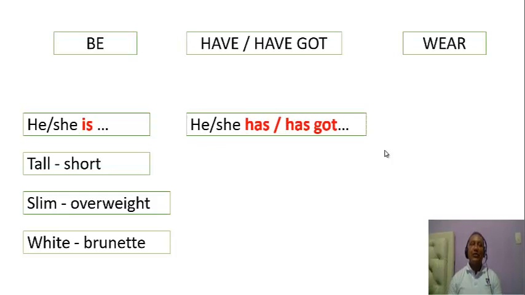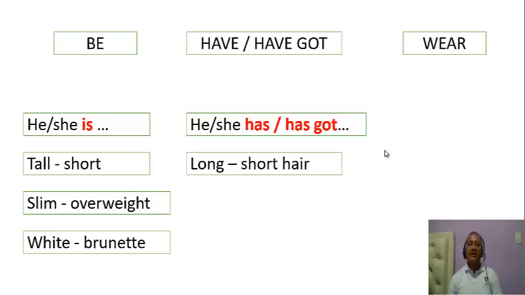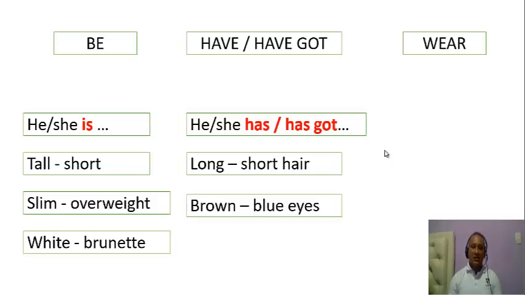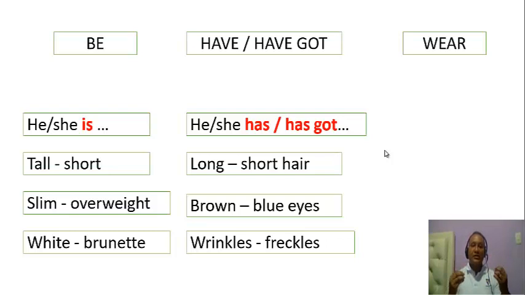We can also use the verb have, or the variation have got or has got, to say what someone has that describes them physically. For example, long or short hair. He has long hair, he's got long hair. She has long hair, she's got long hair. The meaning is the same. We can also describe someone's eye colors. For example, he has brown eyes, he's got brown eyes. She has brown eyes, she's got brown eyes. Or some physical characteristics that people sometimes have on their faces, like wrinkles and freckles. Later on, I will show you some pictures. So, he's got freckles, she's got wrinkles.